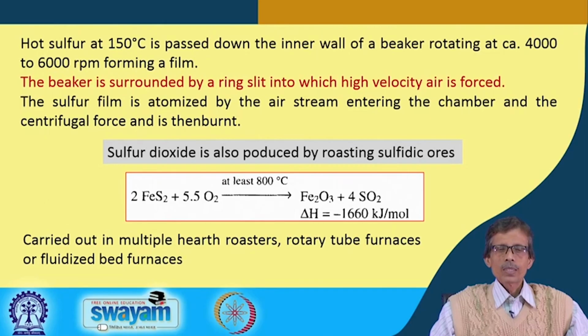So, the sulfur film forming through that rotation is atomized by the air stream entering the chamber and the centrifugal force, and then burnt. That means it is quickly burnt out, and the burning process is basically giving us the corresponding sulfur dioxide. And we have that SO2 now in our hand, and we will see next how we can convert that SO2 to SO3 before getting sulfuric acid, that means H2SO4.